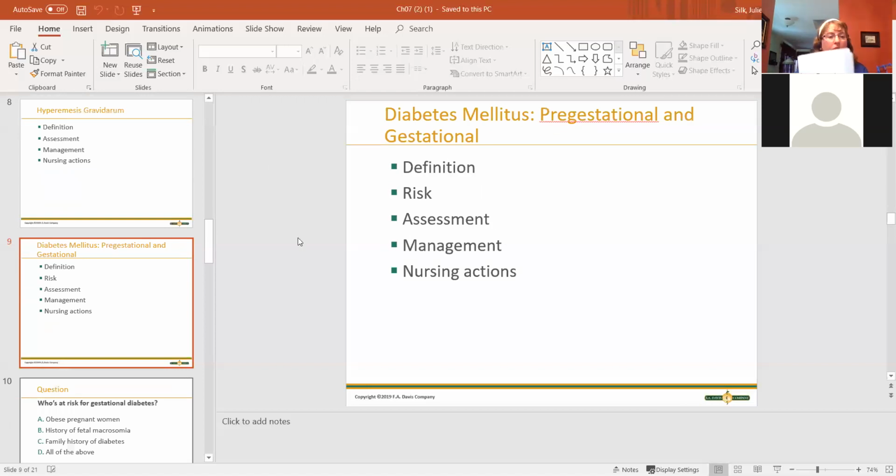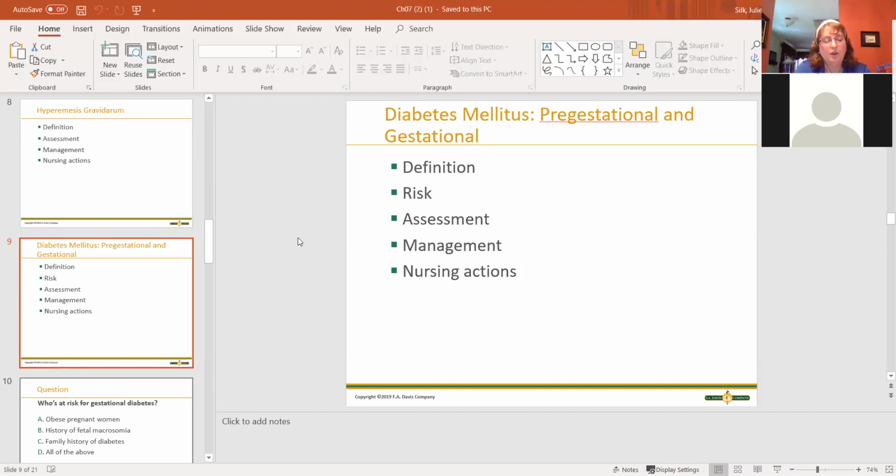All right. Then this gets into diabetes a little bit. So they talk about pregestational and gestational. Pregestational is categorized as someone who already has diabetes. They have either type 1 or type 2 when they get pregnant. So they already have it, it's established. Gestational diabetes would be glucose intolerance that does not present prior to pregnancy.